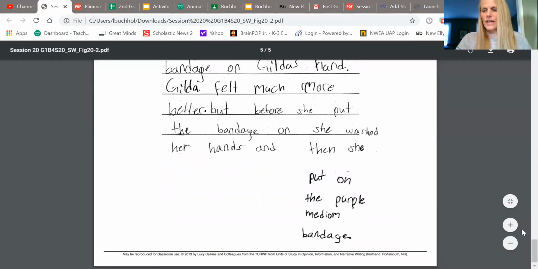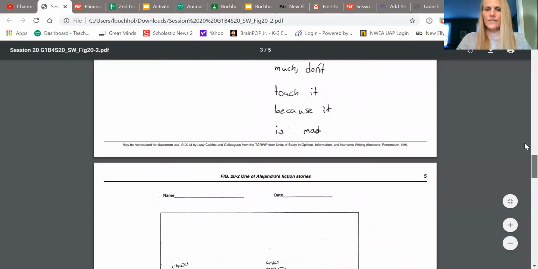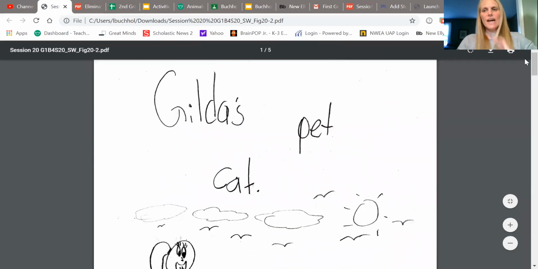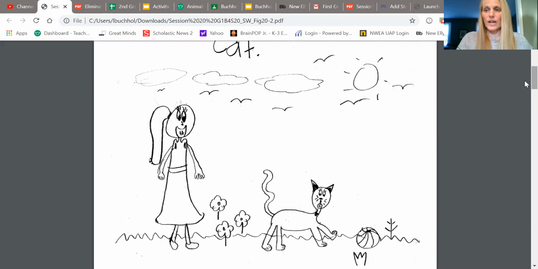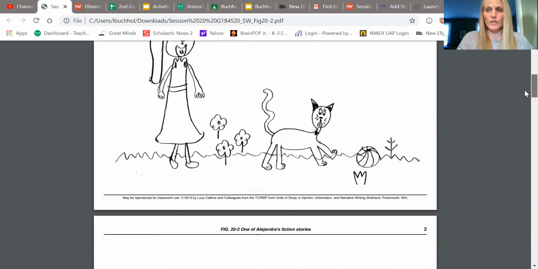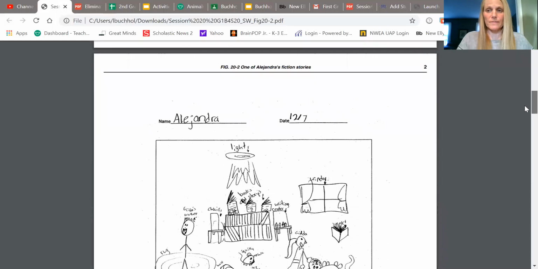Now I want to show you an example of some kid work. So I'm going to share the screen with you and open up a little story here. And this story is written by Alejandra, and it's called Gilda's Pet Cat. So in this story, we have this little girl named Gilda. That's the main character, and her cat. And I hope you're noticing these lovely illustrations, because illustrations help make somebody's story a little bit better. They help tell the story. So maybe in your fiction writing today, you can add some illustrations.